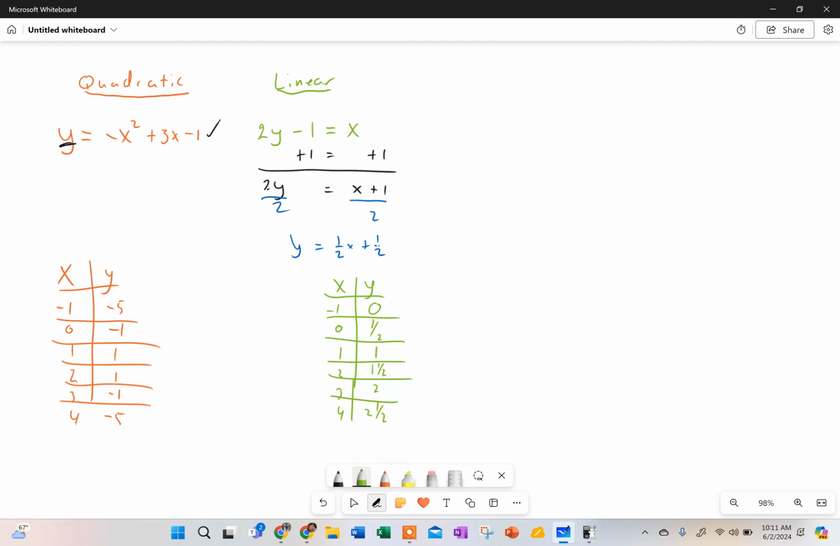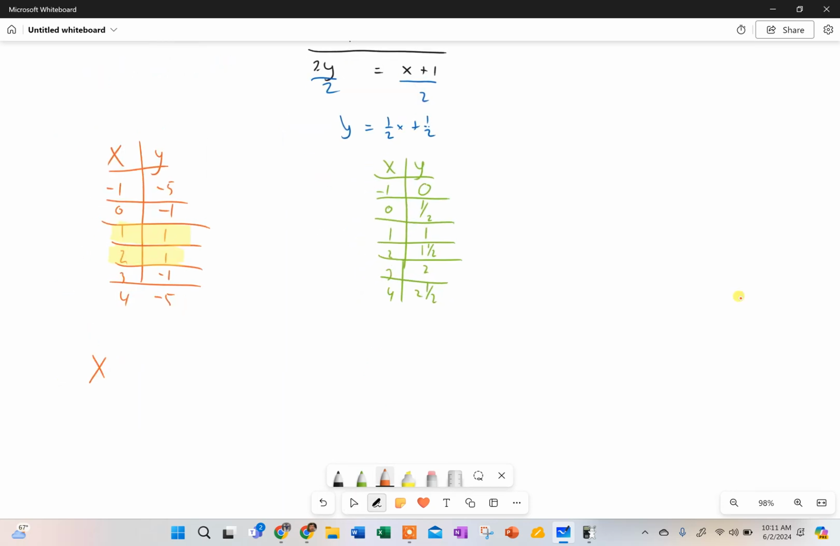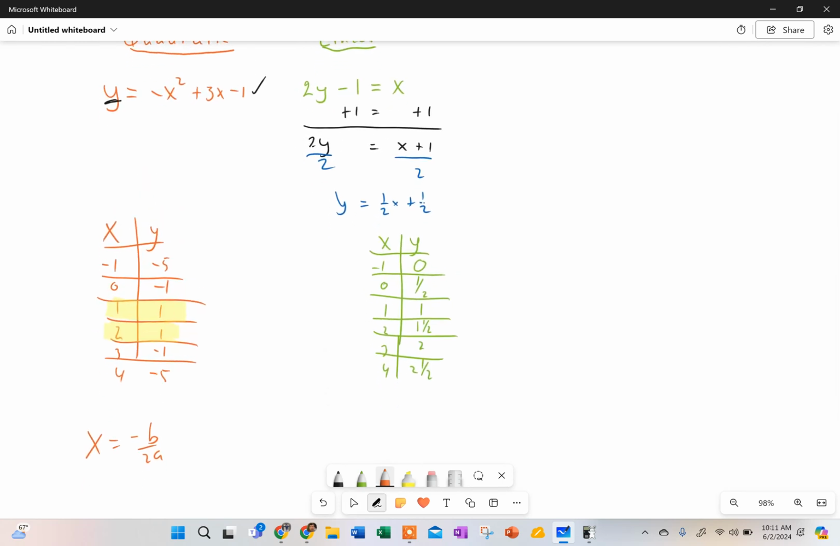The one thing I do want you to notice is this. Here, at 1, we get 1. And here at 2, we get 1. Which means at 1.5, it should be our turning point. So on your reference sheet, you will get x equals negative b over 2a. And that gives you your turning point, or your vertex rather. So it's going to be negative 3 over 2 times a negative 1, which is negative 3 over a negative 2, which is positive 1.5, which confirms what we were thinking.